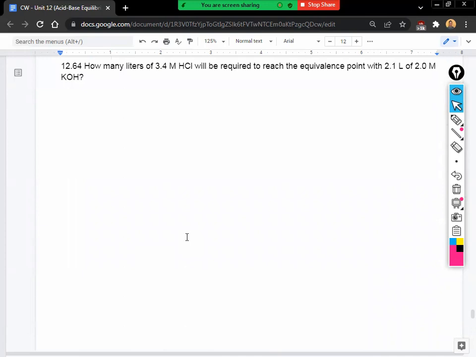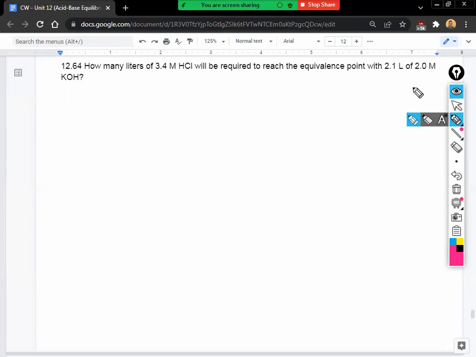Okay. So I want you guys to try this out on your own. I'm going to give you guys 3 minutes. This is basic stoichiometry, should be pretty simple, just molarity and stoichiometry calculations only. I want you guys to calculate how many liters of 3.4 molarity HCl is required to reach the equivalence point with 2.1 liters of 2 molarity KOH.